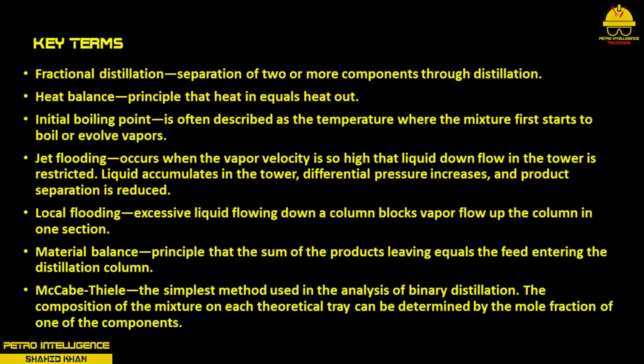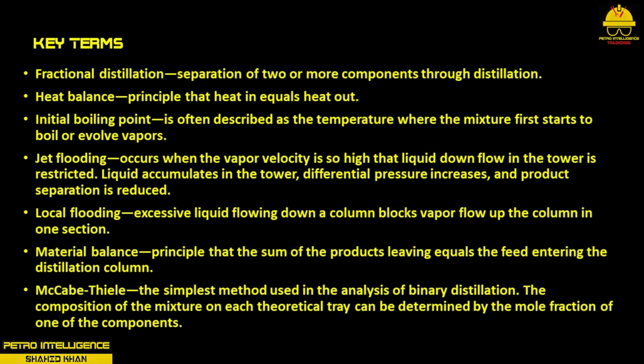Jet flooding occurs when the vapor velocity is so high that liquid downflow in the tower is restricted. Liquid accumulates in the tower, differential pressure increases, and product separation is reduced. Local flooding is excessive liquid flowing down a column blocks vapor flow up the column in one section.